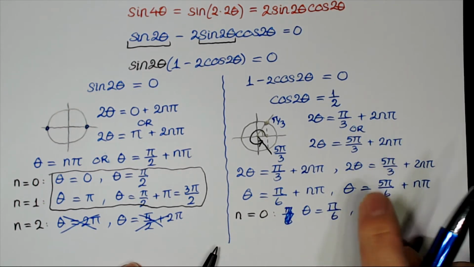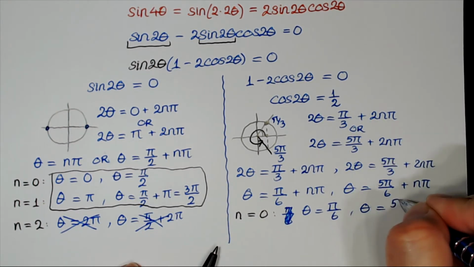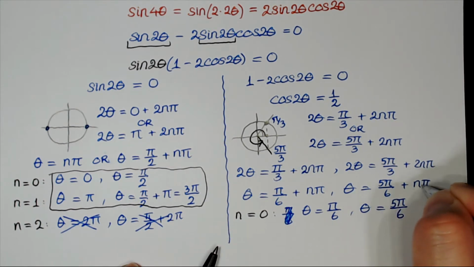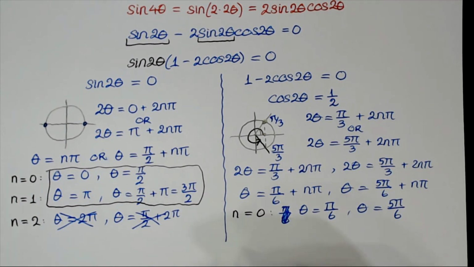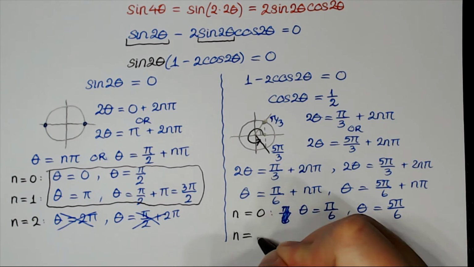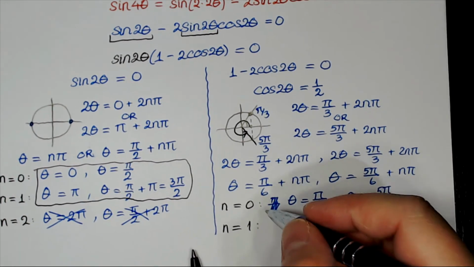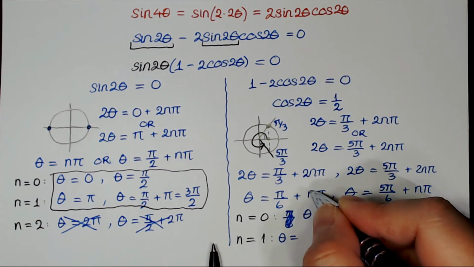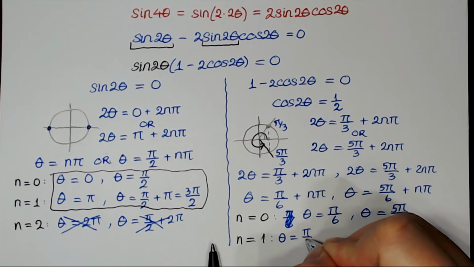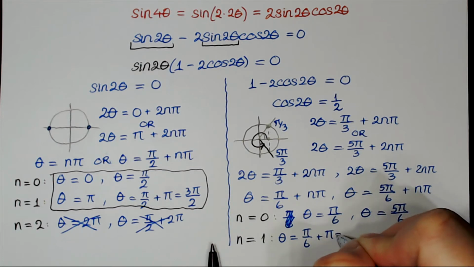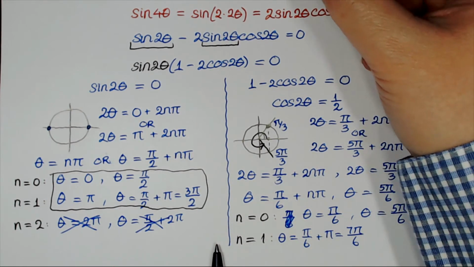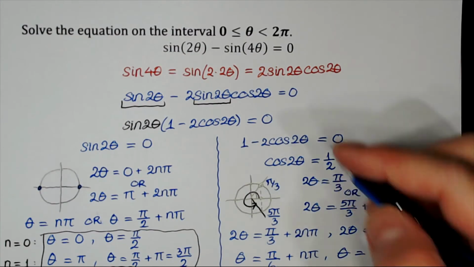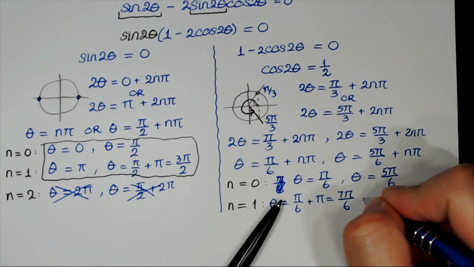Then if we choose n equal to 2, that will give us 2 pi, which is not in that domain, so that doesn't work. And then that plus 2 pi, that's also bigger than 2 pi, so that doesn't work. So those are all the solutions we have for that part. There are 4 of them on this side.